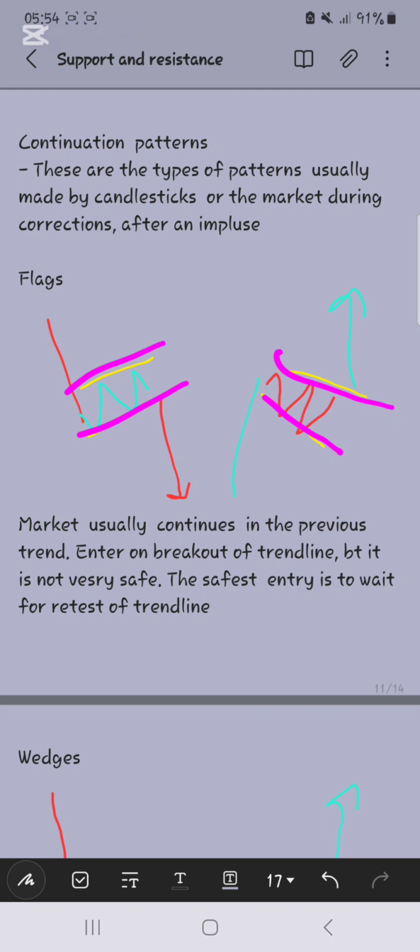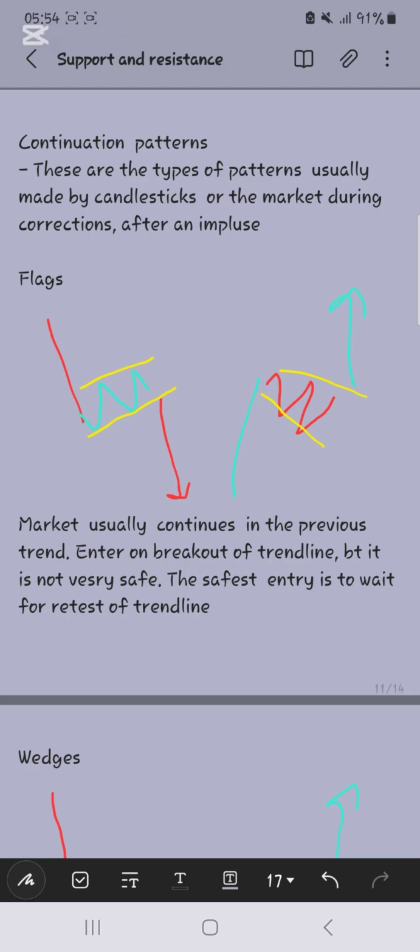In fact, whenever you see a pullback, it doesn't matter the shape of whatever it is, just know that it's a pullback. If the pullback is in a consolidating or corrective manner, that's what you have to look for. Don't care if it's a flag, a wedge, or whatever it is. Just know that what you have to look for is your entries. That's it. That's the bottom line.